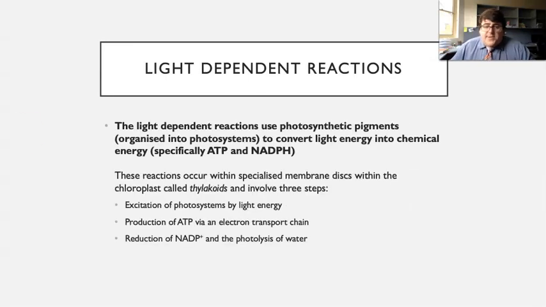Now when this happens, these reactions will occur within specialized membrane discs called thylakoids, which we talked about in the last video, and they'll occur in 3 different steps. The first step is the excitation of photosystems by light energy, then the production of ATP via electron transport chains, and the reduction of NADP+ and the photolysis of water is our third step. We're going to look at each of these steps.